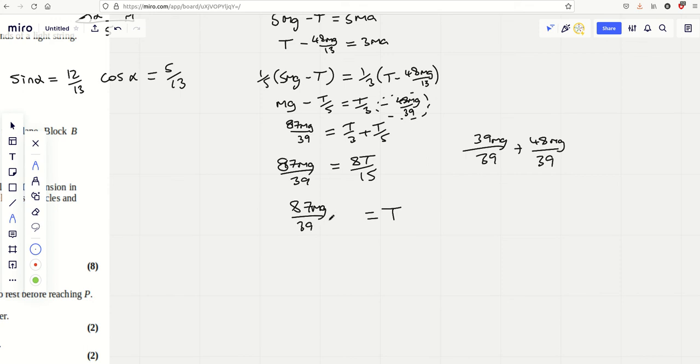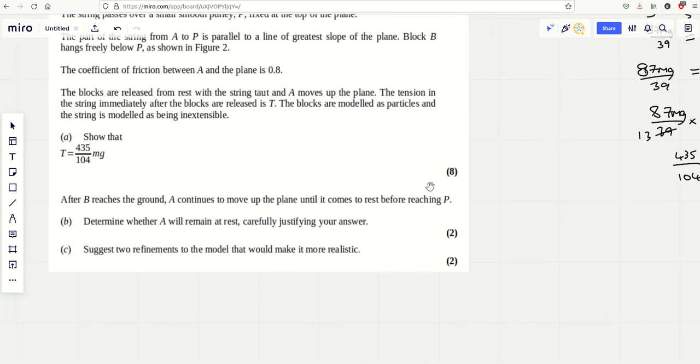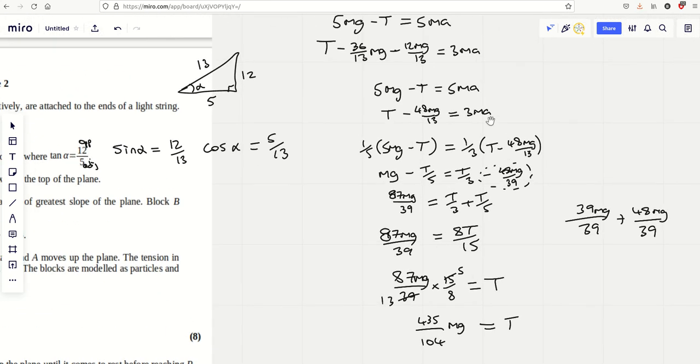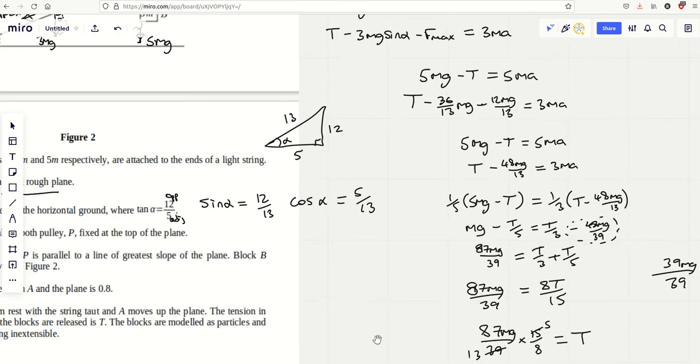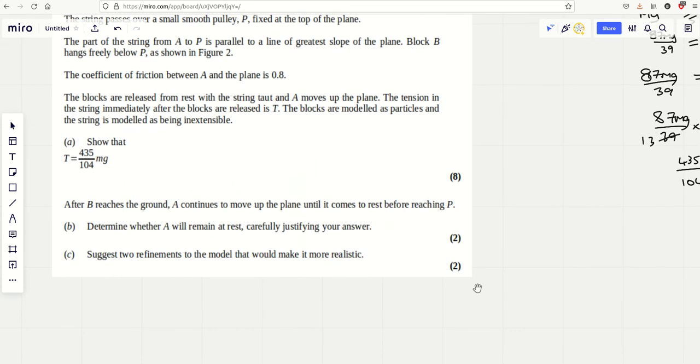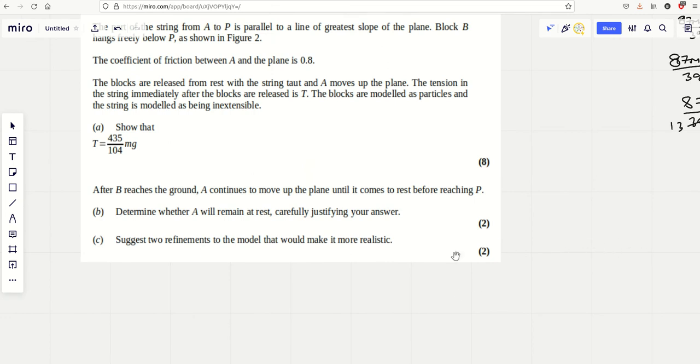87 mg over 39. We're timesing it by 15 over 8, and I believe when we do that, once you've made that 5 and that 13, we're going to get 104 on the bottom, and 5 80s are 400 and 5 7s are 35, so we get 435 mg over 104, just as I said we would. Cool. And you want to show everything, but as you can see, the last 2 marks are really hard to get. But you've got 6 up there for doing all that. The initial equations are way more important than the working. I can't emphasize that enough.